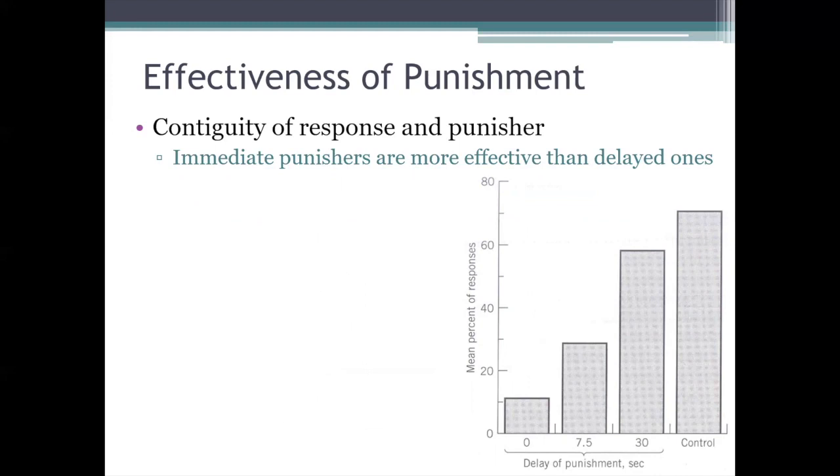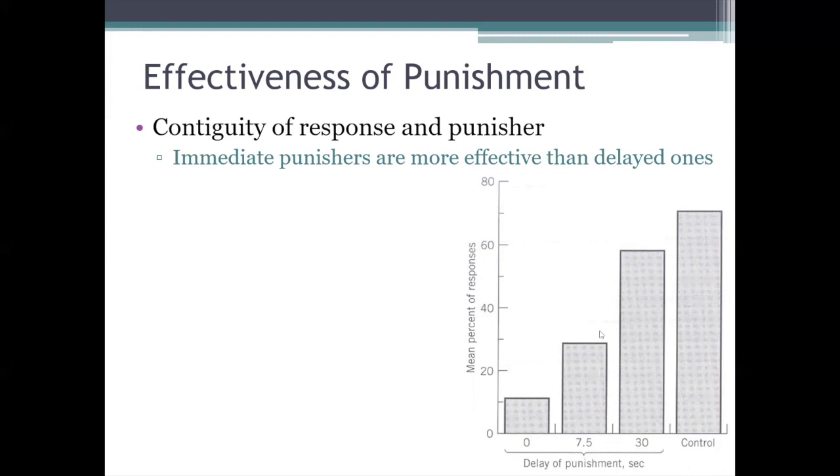And guys, another thing that can have a pretty big impact on the effectiveness of a punisher is how immediate that punisher is. Or to put it the fancy way, how contiguous is the punisher with the behavior that you're trying to punish? How much contiguity is there between those two events, the response and the punisher? And again, as you'd probably expect, and just as we saw with reinforcers, punishers also tend to be more effective when they're given immediately than they are when they're delayed.